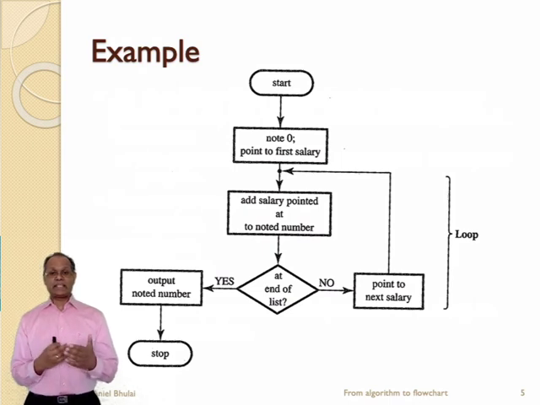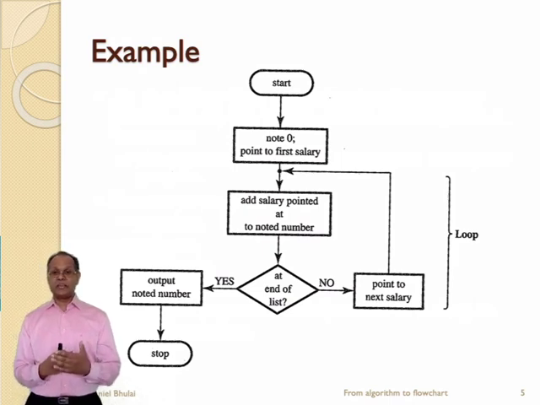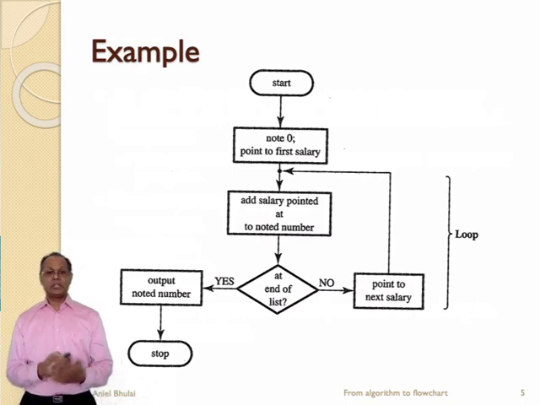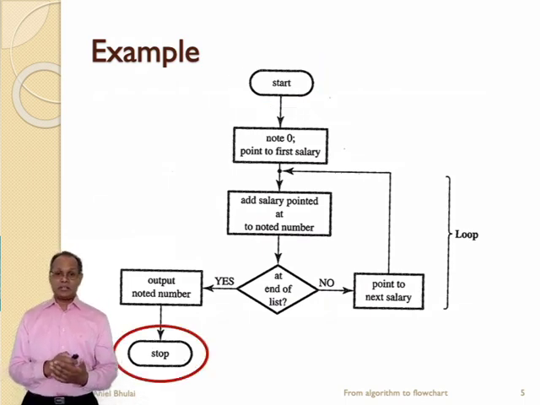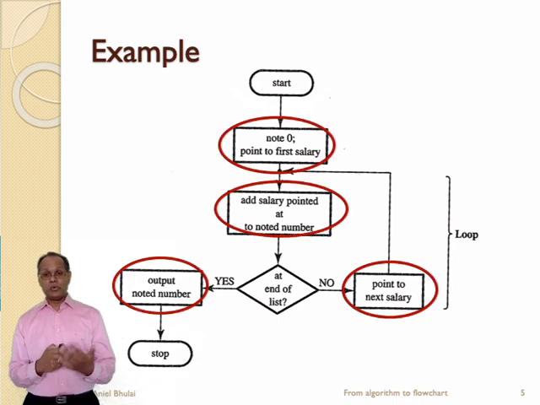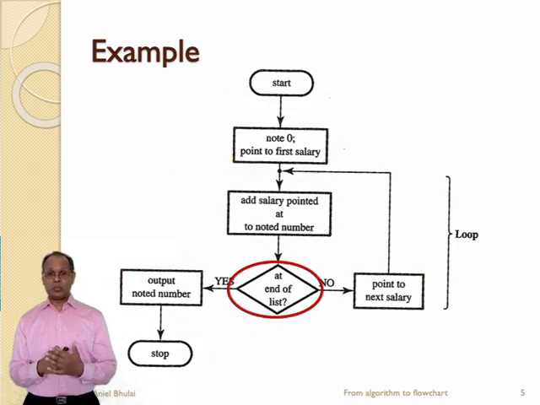The following is an example of a flowchart to add salaries in a list. As you can see, this flowchart contains a start and an end symbol, 4 process blocks, and 1 decision block.